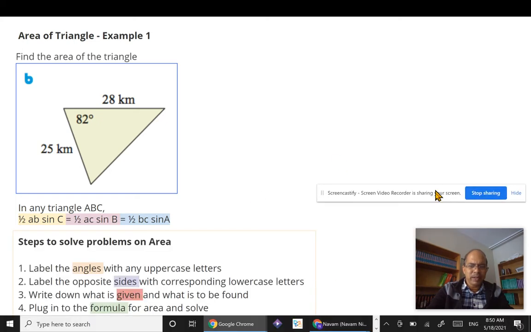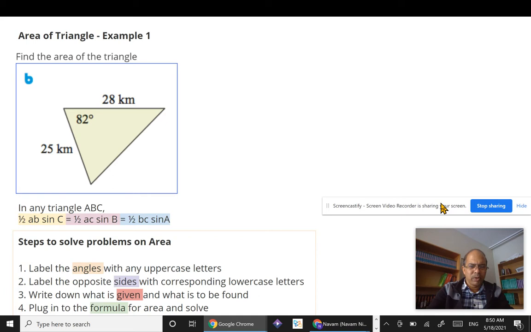So here are four steps you can use to solve for area. Step 1, label the angles. Step 2, label the opposite sides. Step 3, write down what's given and what is to be found. Step 4, plug into the formula for area and solve.